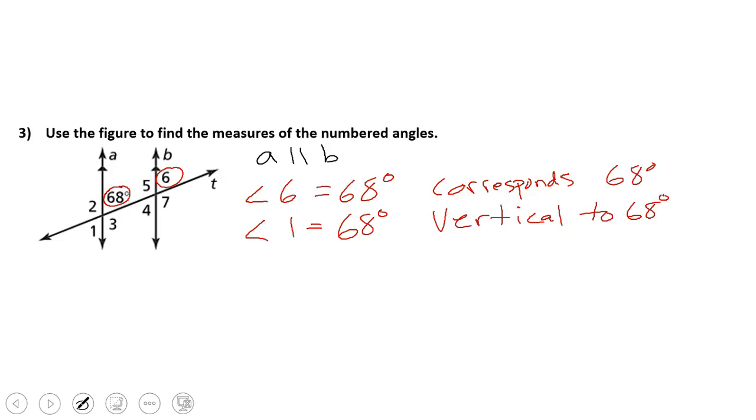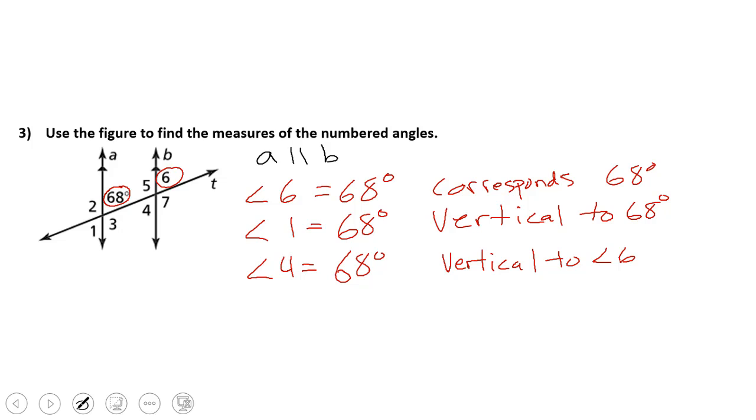And then we can do angle 4. What's angle 4 have to be? That's right, angle 4 also has to be 68 degrees. Why? Well, angle 4 is vertical to angle 6. And we know angle 6 is 68 degrees. All right, so we know what angles 1 and 6 and 4 are. Let's see what else we can do.